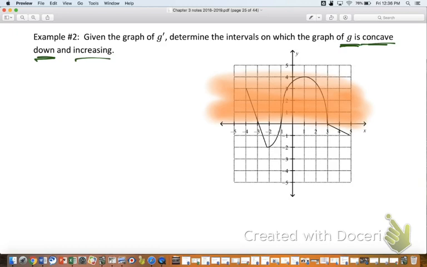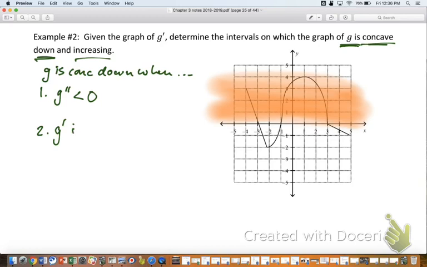So there's two ways to define this. I'll put it over here. G is concave down when number 1, number 2. You said something about G double prime? When G double prime is negative. Agreed. So G is concave down whenever G double prime is negative. But I've got to say, that's not a graph of G double prime. That's a graph of G prime. So how could we relate this? We could say G is concave down whenever G prime is decreasing.